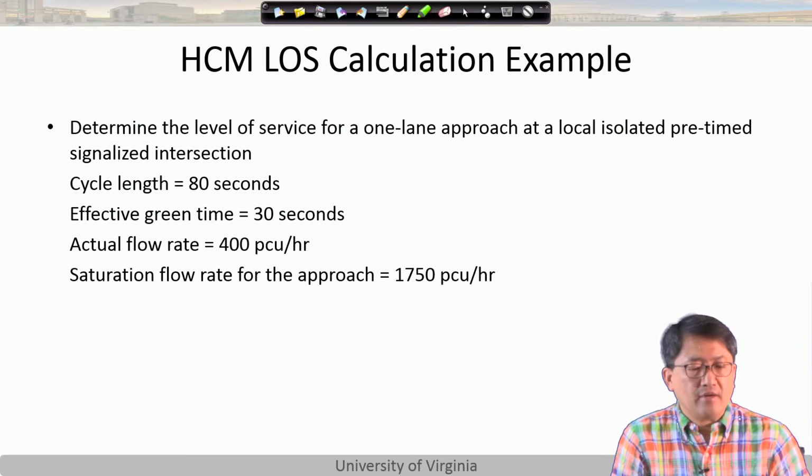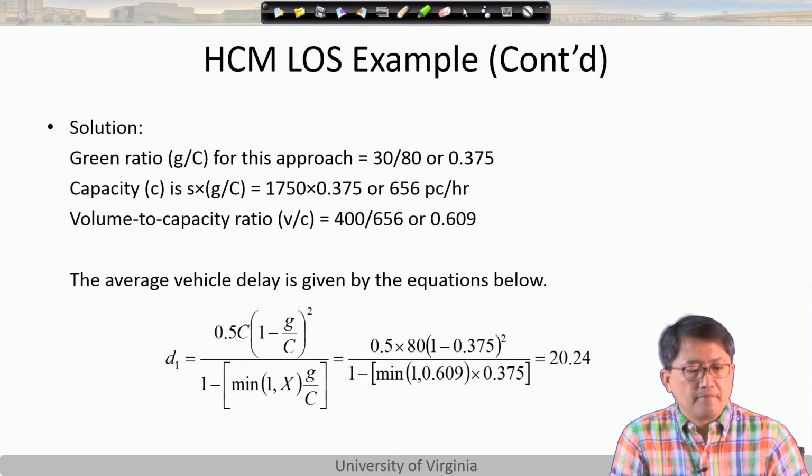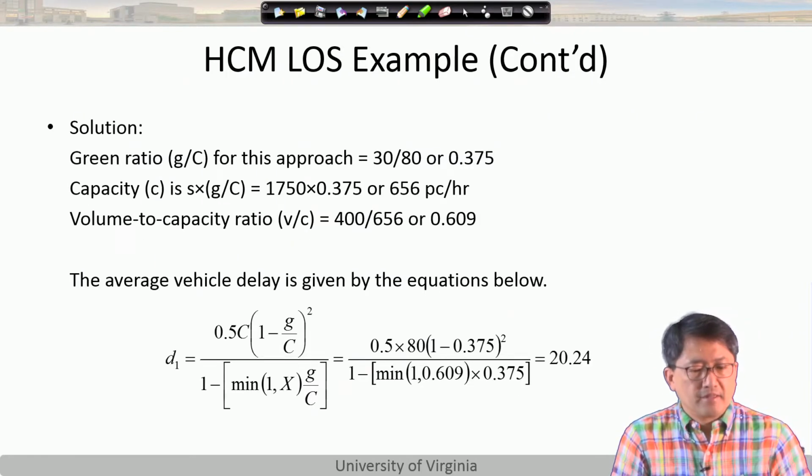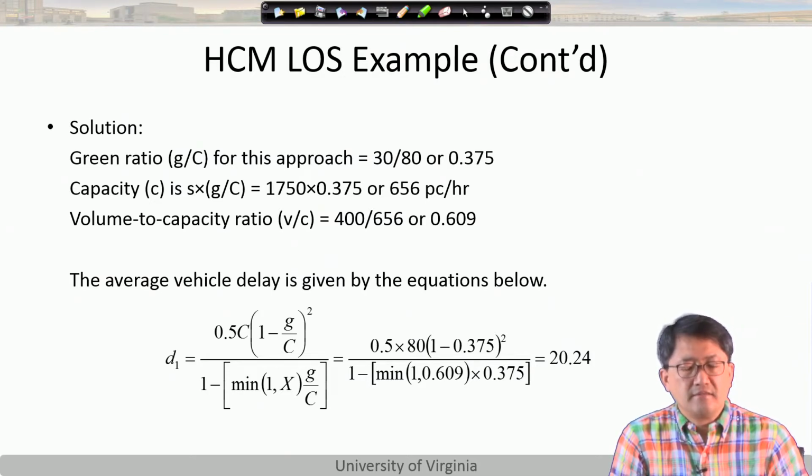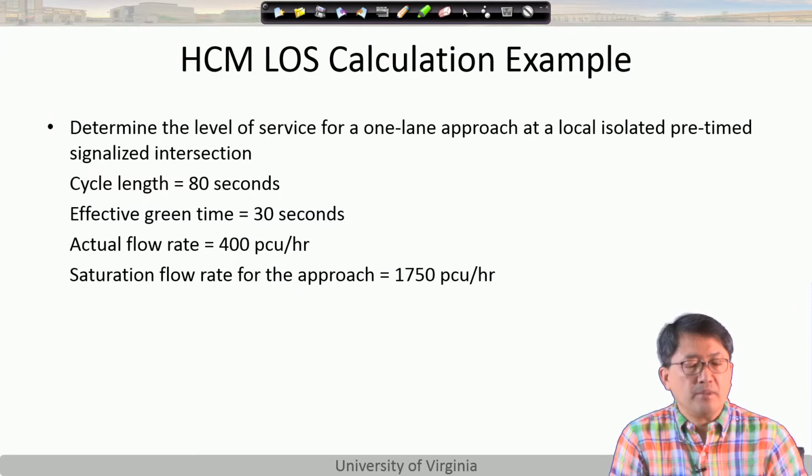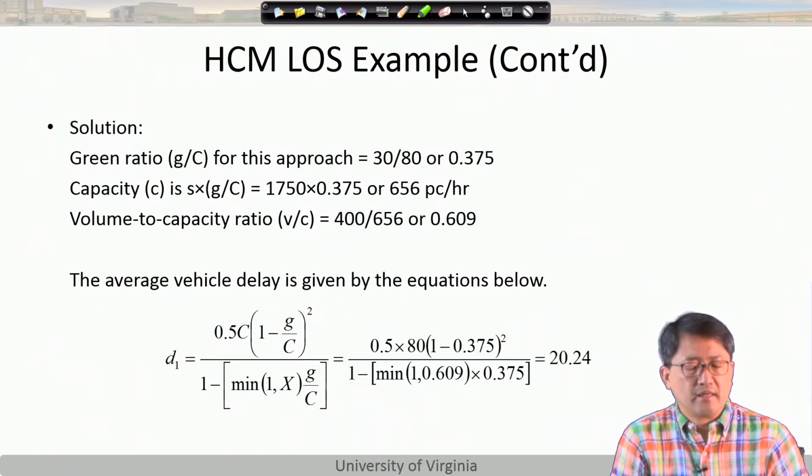So one example, if you want to calculate them: you have a cycle length of 80 seconds and effective green time of 30 seconds, actual flow rate of 400, and then saturation flow of 1750. You probably want to calculate this as a G/C ratio of 0.375, and then capacity as 656 because the G/C ratio is 0.375, and then the volume to capacity ratio is 0.609. So in this case, we did not consider peak hour factor. If you know the peak hour factor, you could have applied it to make it more proper.